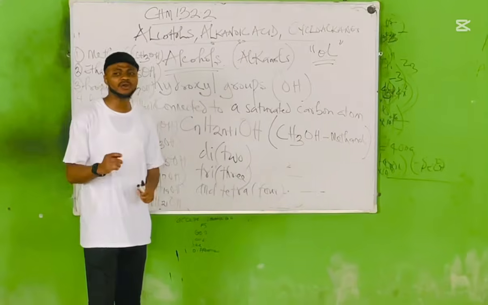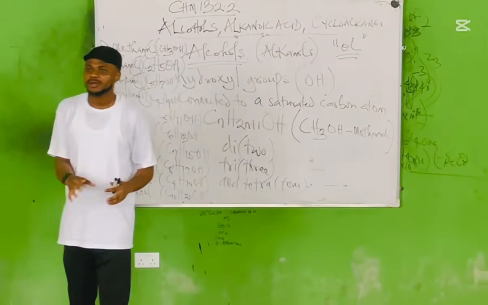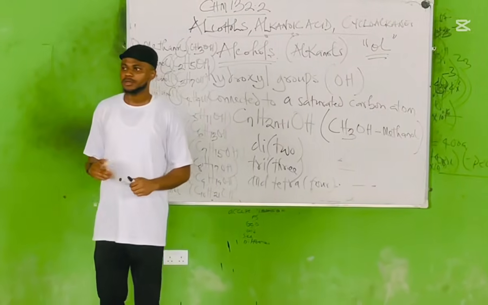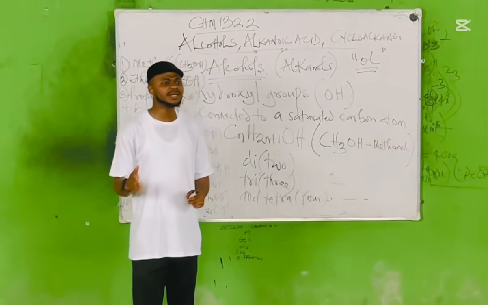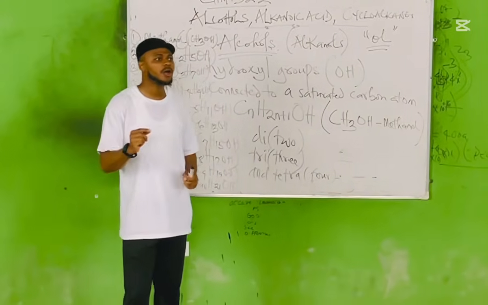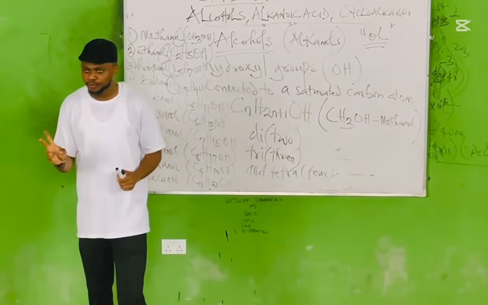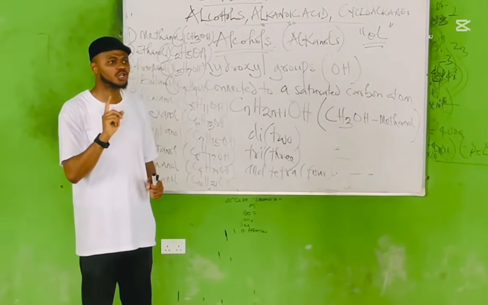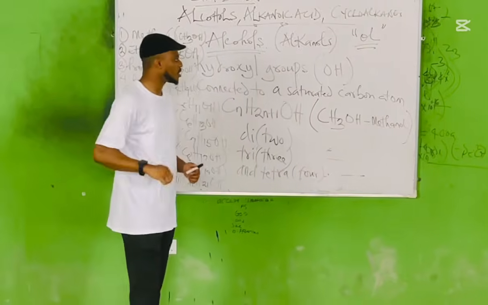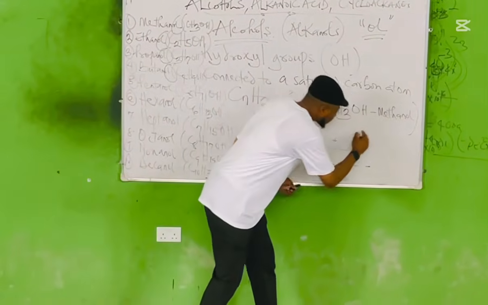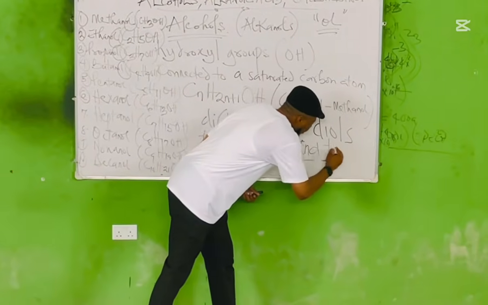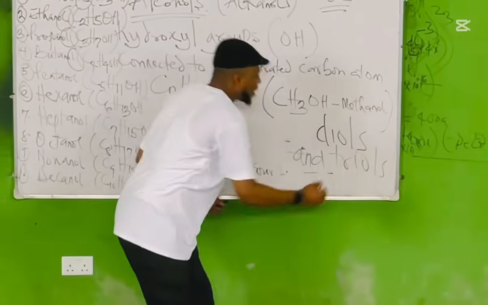Now lastly, please take that. Alkanol structures containing 2 or 3 hydroxyl groups are referred to as diols and triols, respectively.